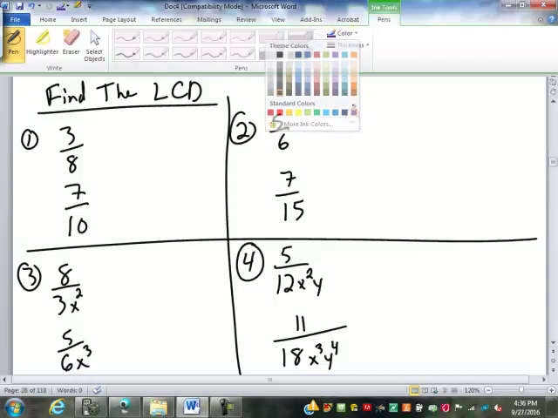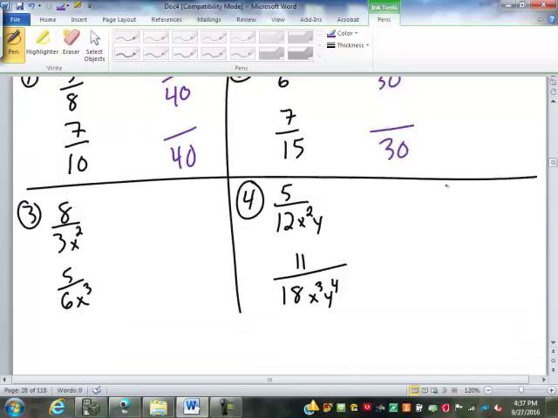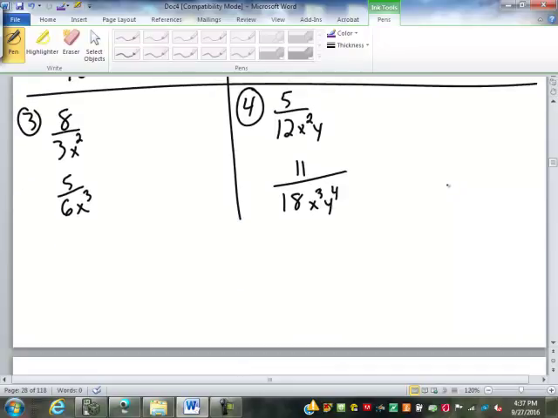Okay, we've had a few minutes to look at these. For the 8 and 10, what's the common denominator going to be? 40. We didn't have to rename those, so I'm just going to put the common denominator up there. For 6 and 15, what's it going to be? 30. So they both go into 30. So now these other ones are a little bit trickier, so I'm going to take a little more time on those.